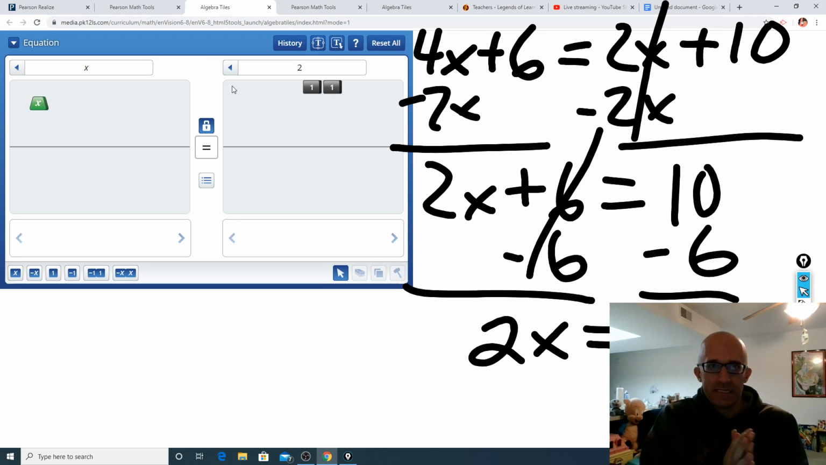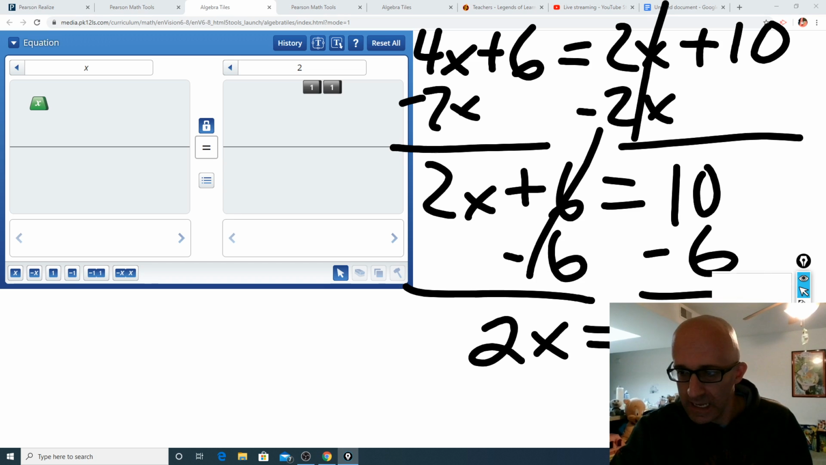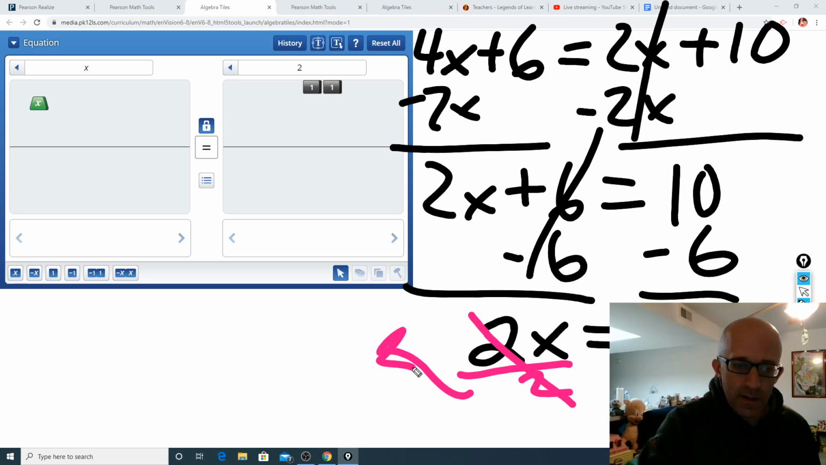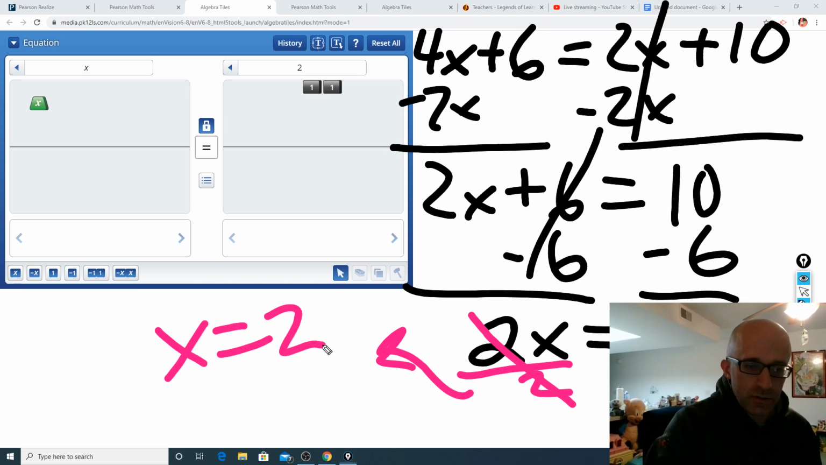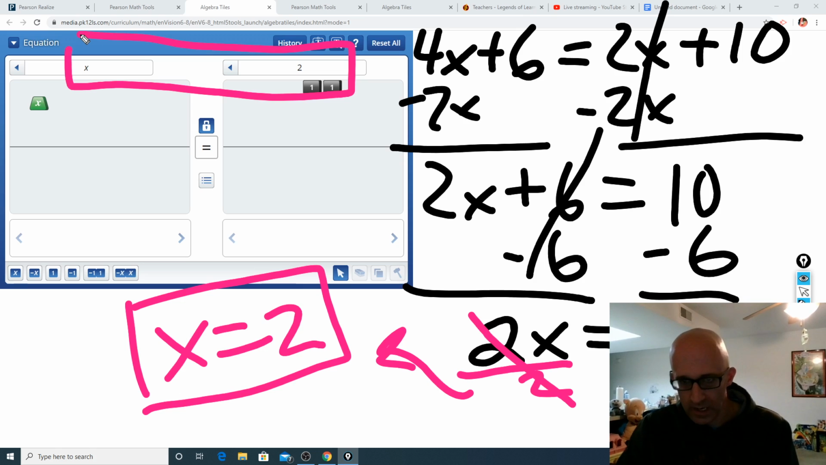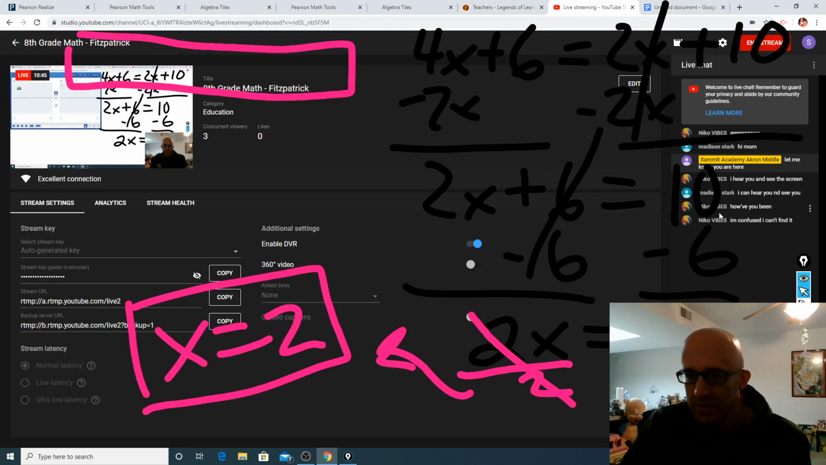It's a different tool to see this. But in this instance, just to finish off the written part of this, 2x divided by 2, divided by 2, means that x equals 2. And as you see, x equals 2, as I write a bunch of stuff on the screen here. So let me check everything here.